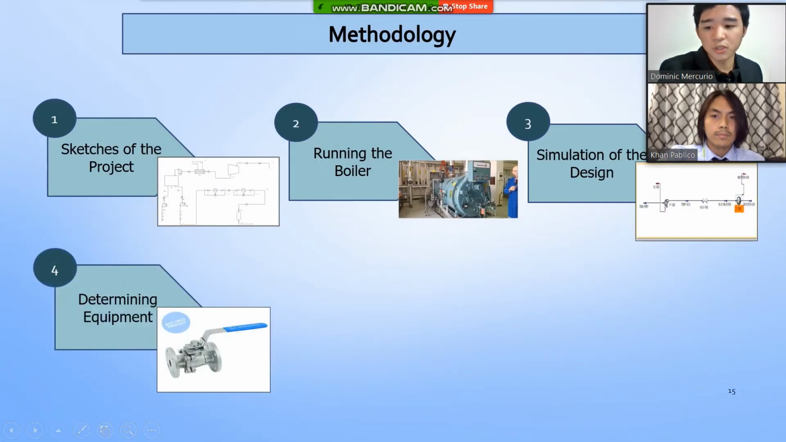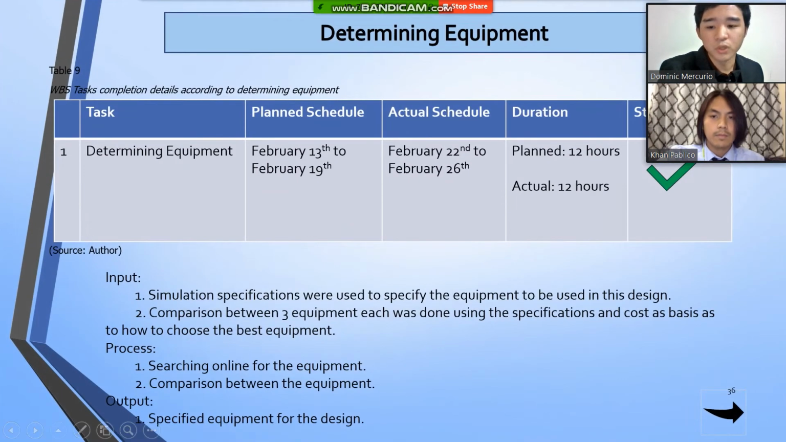The fourth methodology is to determine the equipment involved in the design. We use the simulation specifications to determine them, and in order to choose an equipment, we compared three of the same type and used specifications and cost as the basis in order to choose the equipment.